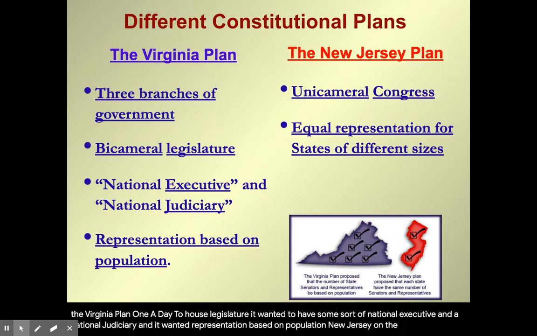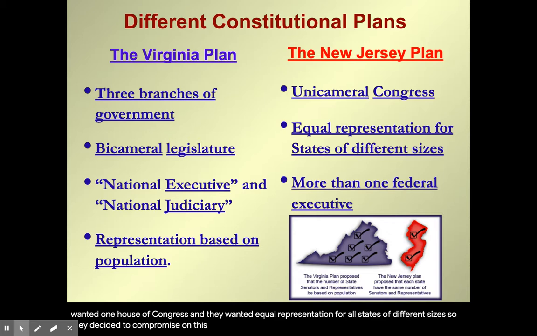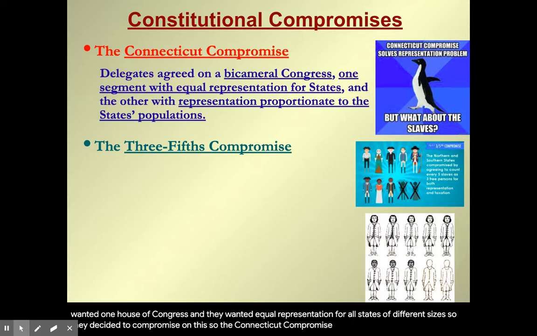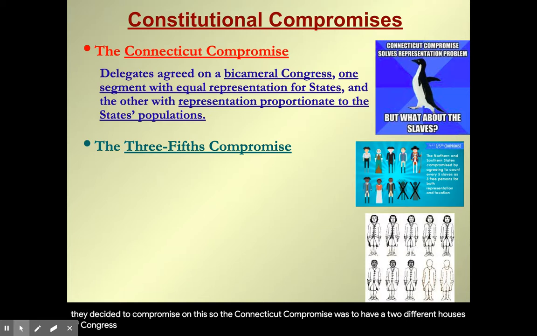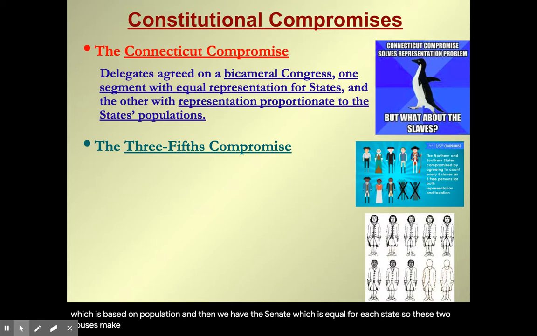New Jersey, on the other hand, only wanted one house of Congress, and they wanted equal representation for all states of different sizes. So they decided to compromise on this. The Connecticut Compromise was to have two different houses of Congress, which is what we have today. So we have two different houses, the House of Representatives, which is based on population, and then we have the Senate, which is equal for each state. So these two houses make up Congress, and it was the compromise between these two plans.